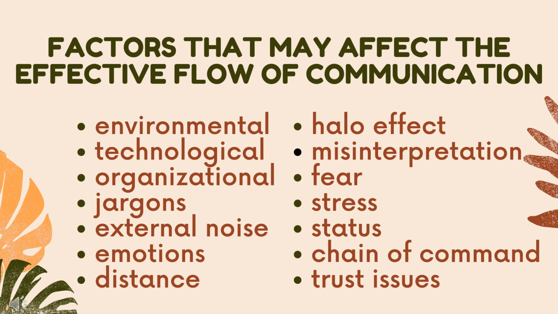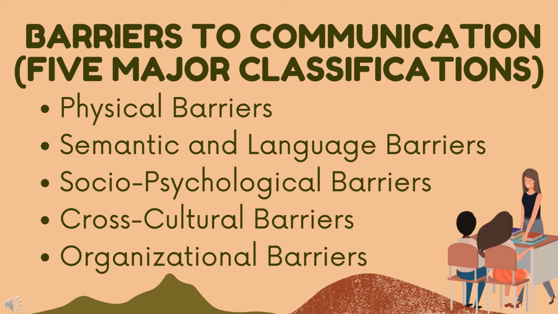Communication is fruitful if and only if the messages sent by the sender is interpreted with the same meaning by the receiver. If any kind of disturbance blocks any step of communication, the message will be destroyed. The 5 major classifications of barriers to communication are the physical barriers, semantic and language barriers, socio-psychological barriers, cross-cultural barriers, and organizational barriers. All of this may occur at any stage in the communication process.